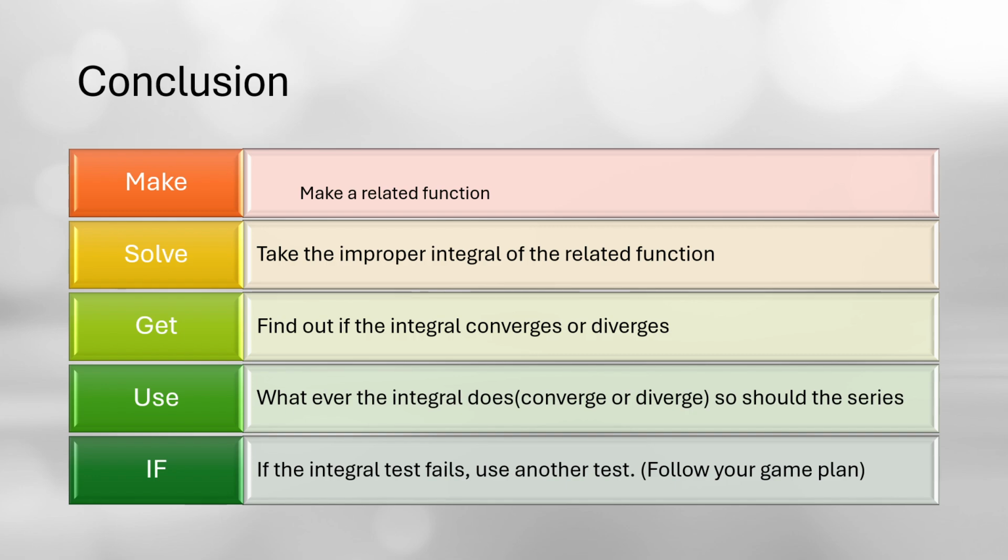Now we've come to the end. We have seen 3 examples of converging, diverging, and inconclusive results from using the integral test. Now let's conclude everything we learned. First, make a related function. Take the improper integral of the related function. Find out if the integral converges or diverges or is inconclusive. What the integral does, so should the series. And if all fails and you can't use the integral test, just use another one. Follow your game plan and don't panic. Take your time. Practice a lot.